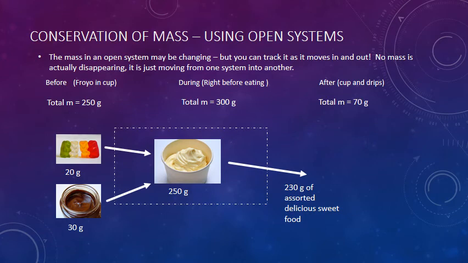And all we have left over now is just an empty cup and some drips of frozen yogurt. So there's maybe 70 grams of frozen yogurt left, which is basically the cup and some drips. So conservation of mass says that mass cannot be created or destroyed, and using an open system, we can track it coming into the system and going out of the system, but nothing is destroyed.